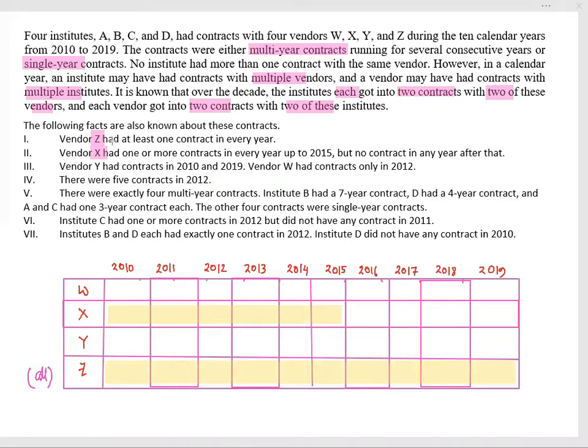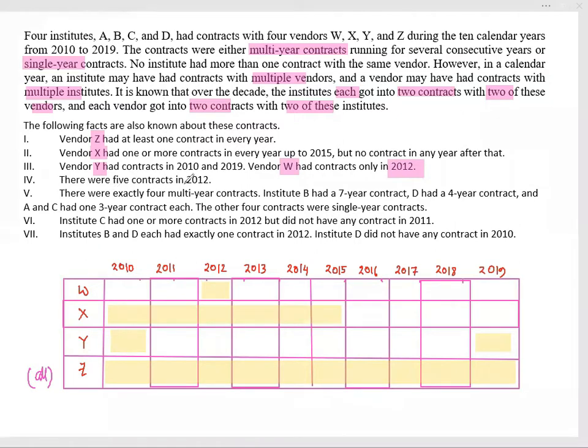For vendor Y, the next information: Y had contracts in 2010 and 2019. These are the contracts for Y. Vendor W had contracts only in 2012. That means I can find 2012 for W's contract. So these are the yellow shaded portions wherever contracts are present. This much information. Now some more information.